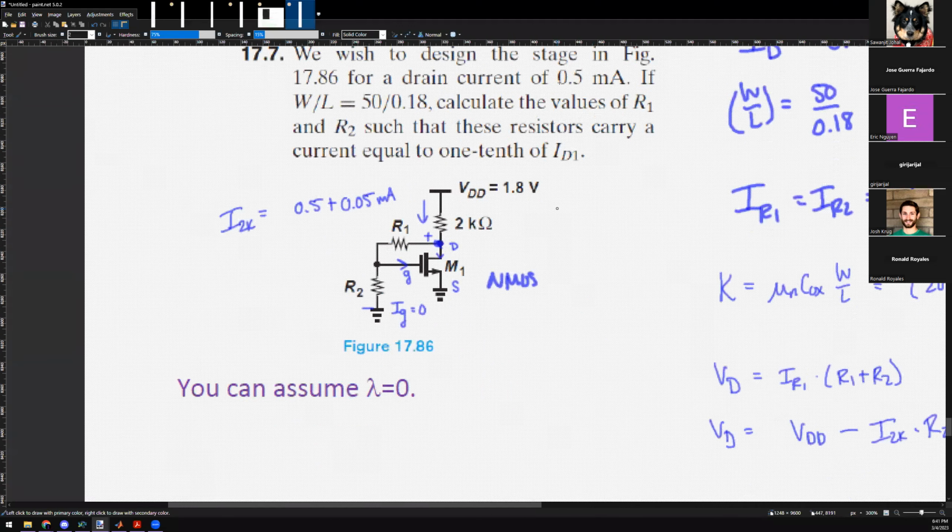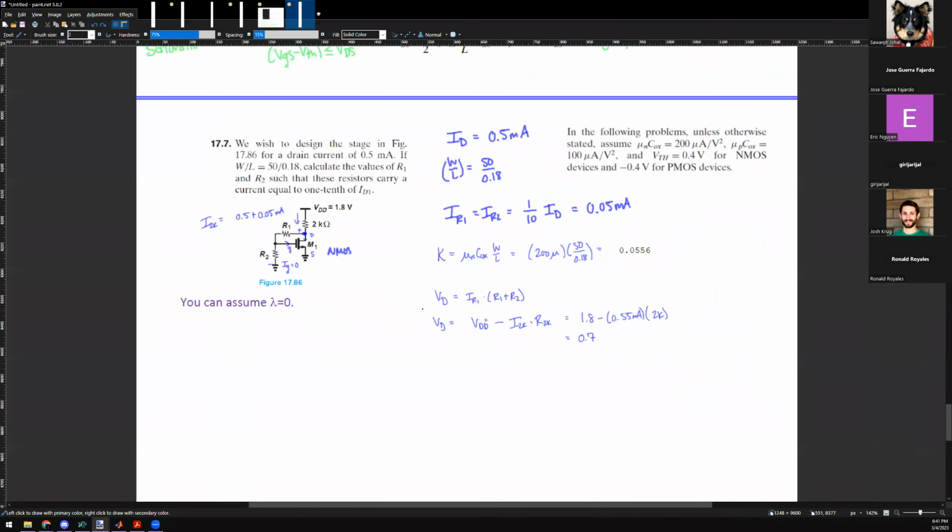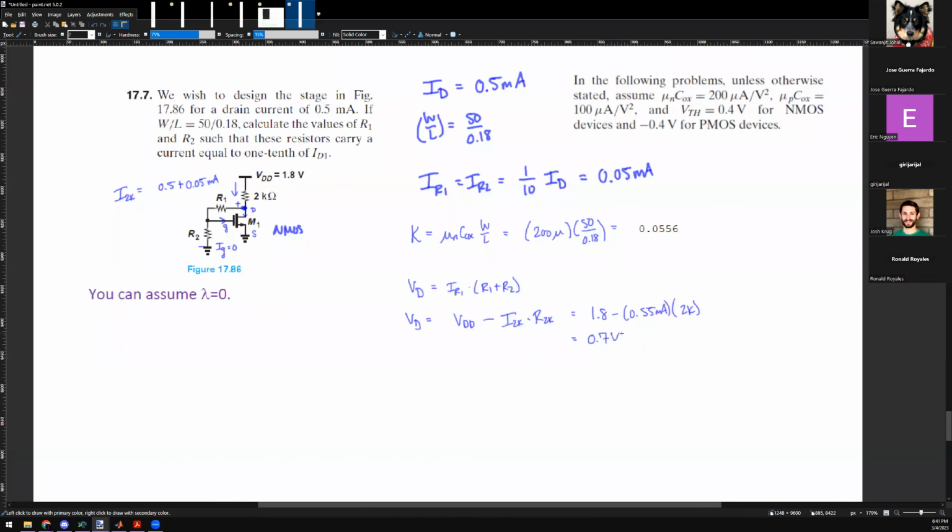It's the current here, which is 0.5 milliamps, and the current here is 1/10 of that. Yes. So I get 0.7 volts on VD. Therefore, from here, I can now say that R1 plus R2 is equal to... I know the current here and I know the voltage here. So VD is 0.7 and the current there is 0.05 milliamps.